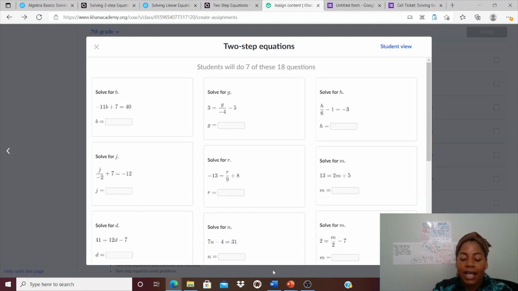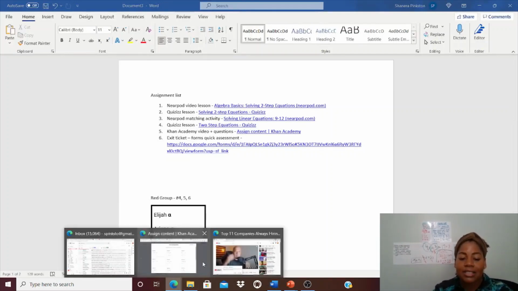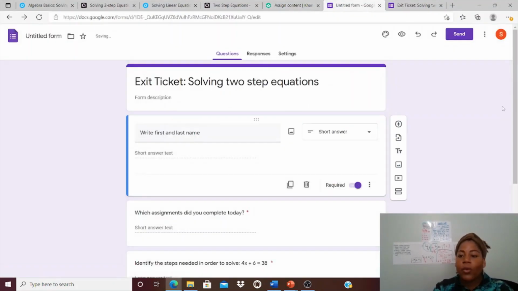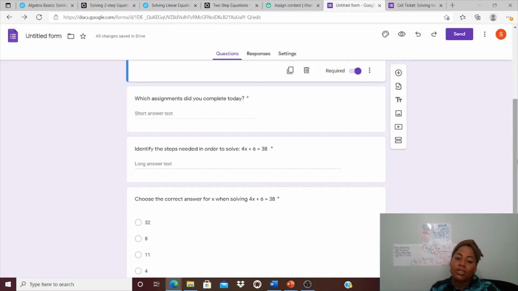And then the last assignment, which all of the students will do, assignment number 6, is the exit ticket. That last assignment is a forms activity where they go through, and this is their exit ticket. This is a way for me to see how well they understand. Here they're going to identify the steps, and then they're actually going to solve. And those are the activities.